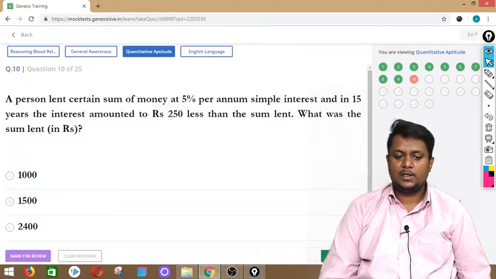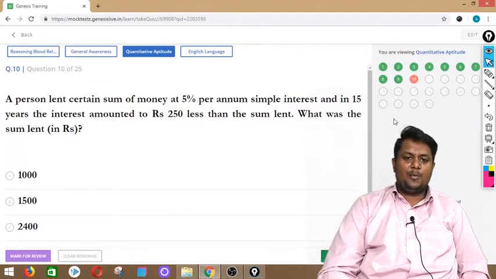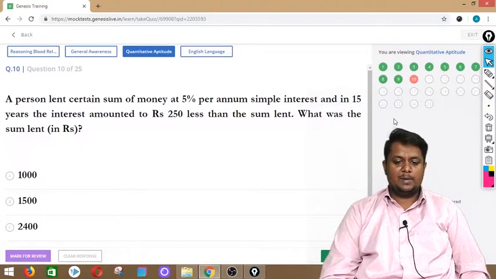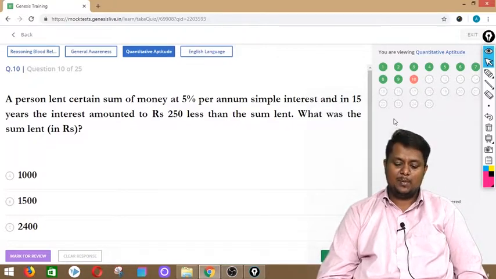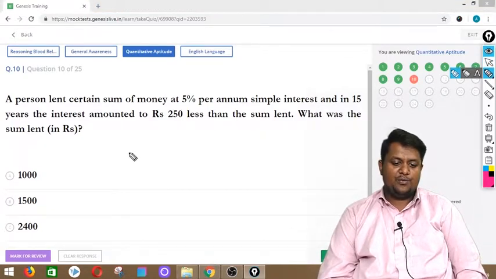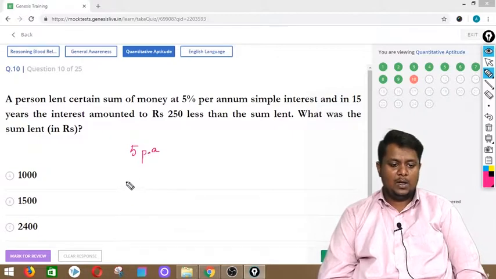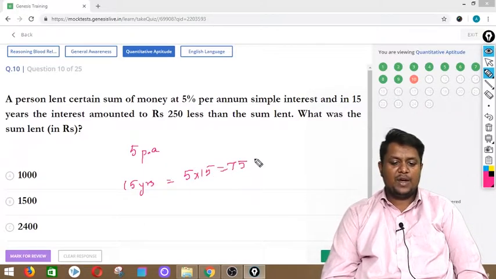The next question is based on simple interest. A person lent a certain sum of money at 5% per annum simple interest, and in 15 years the interest amounted to rupees 250 less than the sum lent. Now it's a very simple question. 5% per annum for 15 years will be 5 into 15, which is 75%.